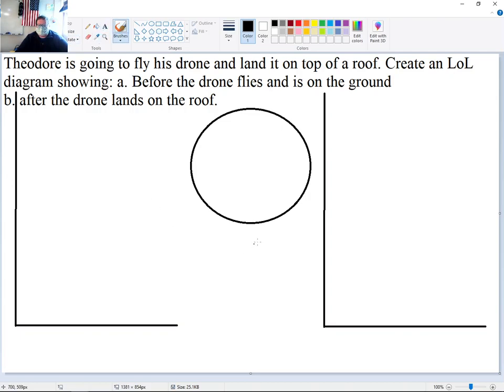Okay, what kinds of energy do we need here? Well, when I see this, I immediately see that if the drone's going to land up on the roof, I know that there's going to be some gravitational energy here. So I'm going to put E sub G. Again, put it on both parts, E sub G.